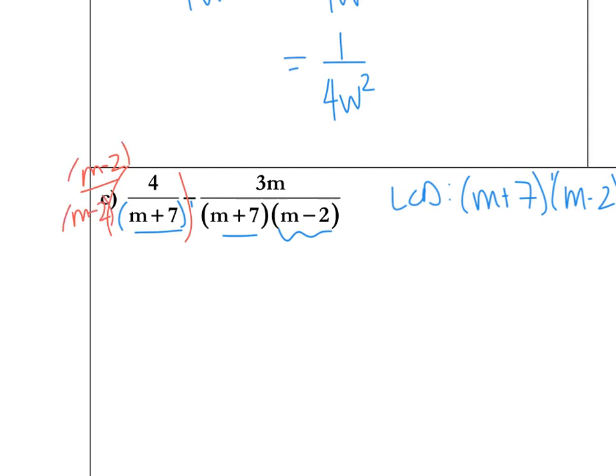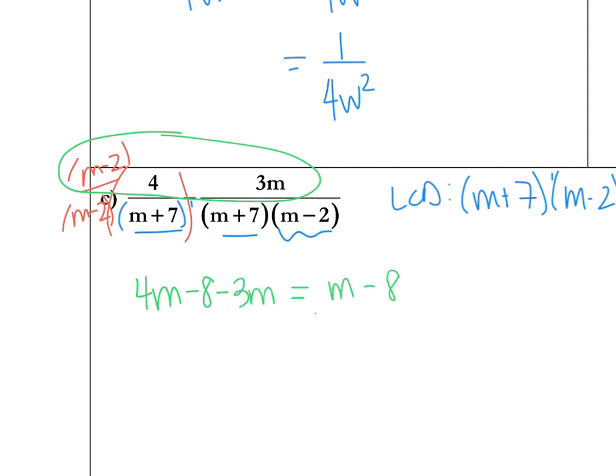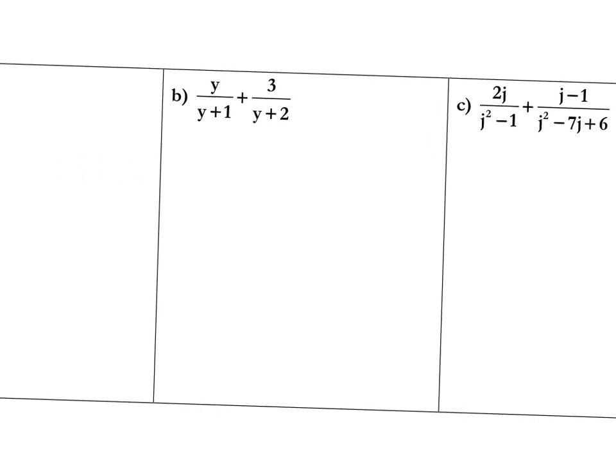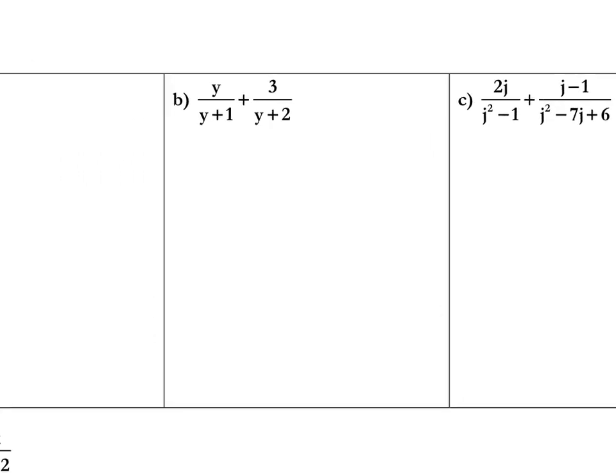Okay. So we're going to go ahead and combine the numerator. So this is going to be 4m minus 8 minus 3m. So m minus 8 all over the least common denominator. And you're done. You don't have to do anything else. Okay. All right, so go to the next notes, and it says 15.3 day 2. Like I said, we're only going to do one example. We're going to do B, and then we're going to be done with this lesson.